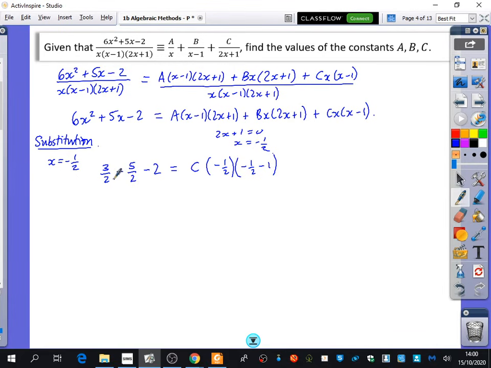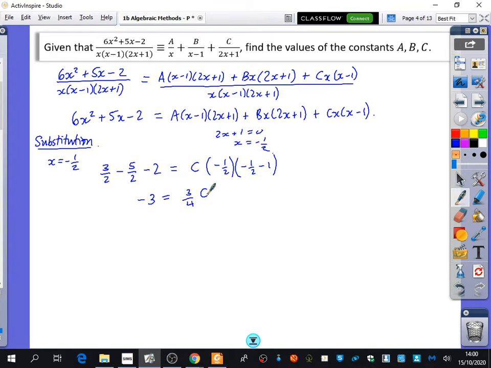So 3 halves minus 5 halves. Obviously, you could put this all on a calculator. I'm just being, I was going to say lazy, but it's not lazy, it's the opposite of lazy. So that's minus 2 over 2, which is minus 1. So it's minus 1 minus 2, which is minus 3. And then you've got minus a half multiplied by minus 3 over 2. Positive 3 over 4. It's 3 over 4 c.